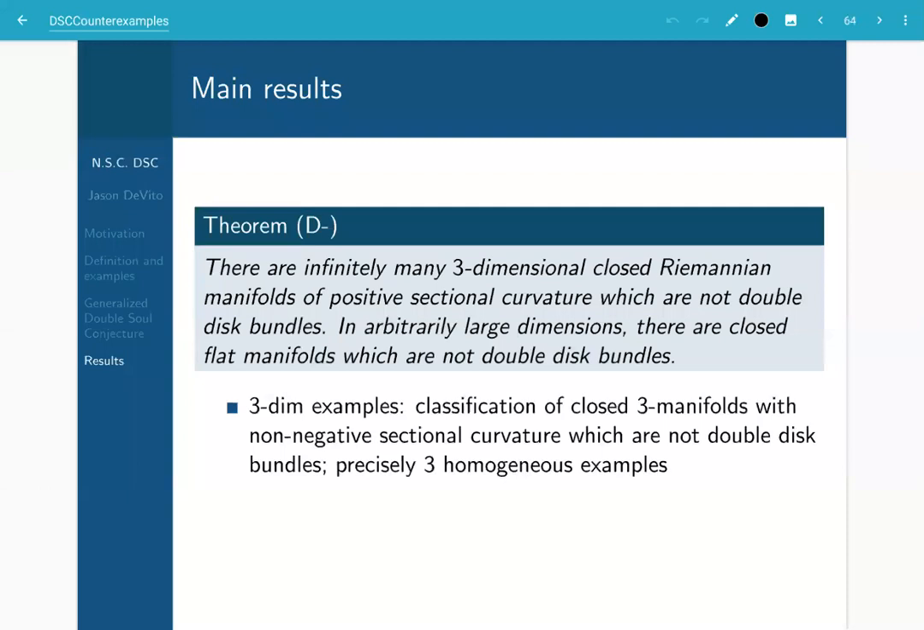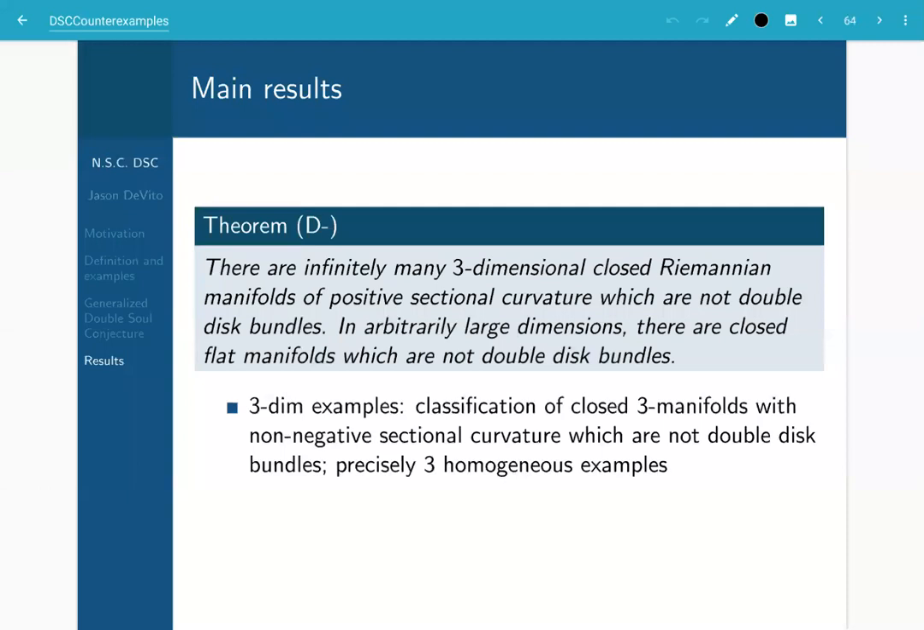So just to expand on this result a little bit, for the 3-dimensional examples, what I actually did was a complete classification of the closed 3 manifolds with non-negative sectional curvature, which are not double disk bundles. And you compare with the list of known examples and get this result. And so because I have a complete classification, I can say with confidence that there are exactly 3 homogeneous examples, no more, no less.